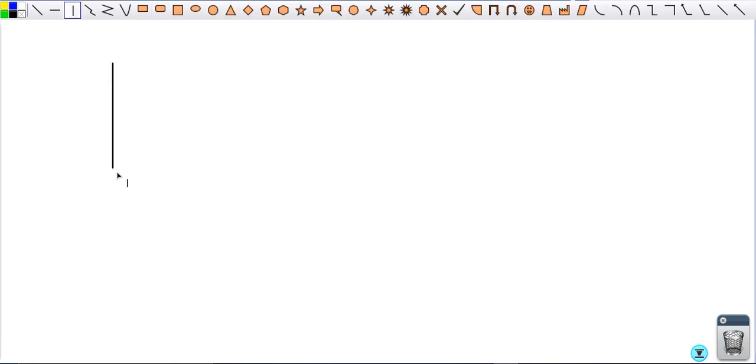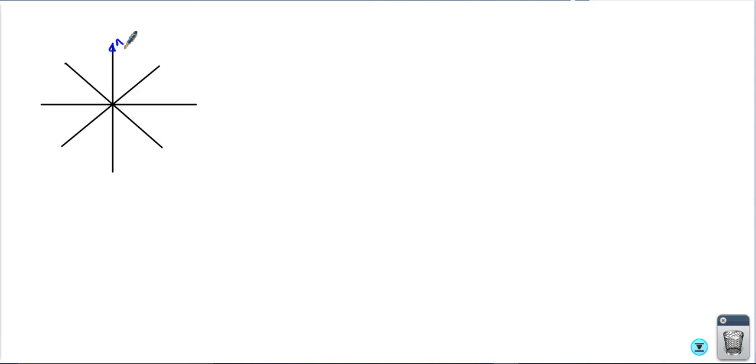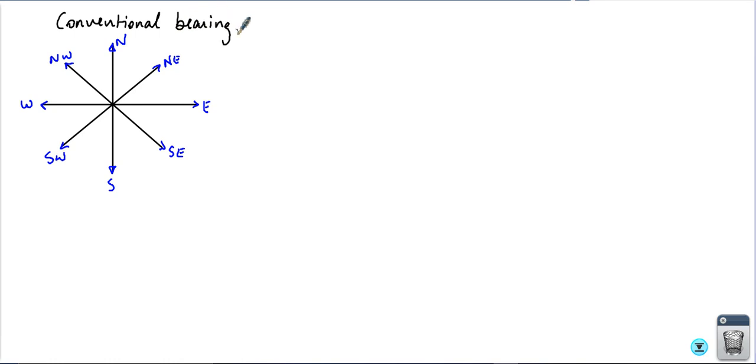First of all, you already know two different types of bearings. There are more, but you already know two. The first one is the conventional bearing, where you have a north, a south, a west, and an east, and then we have northeast, southeast, southwest, and northwest. That is the conventional bearing. It's a very limited bearing, and because it is very limited, we are not going to use it in this lesson.